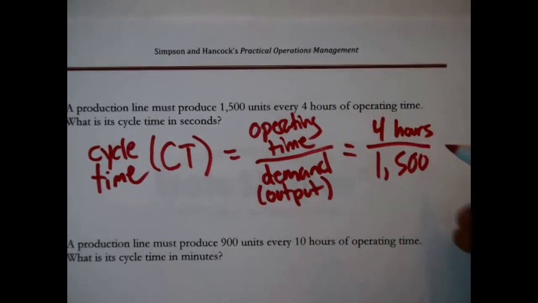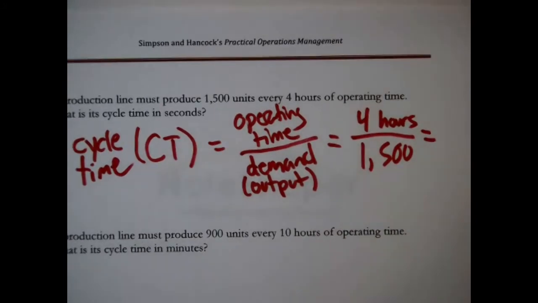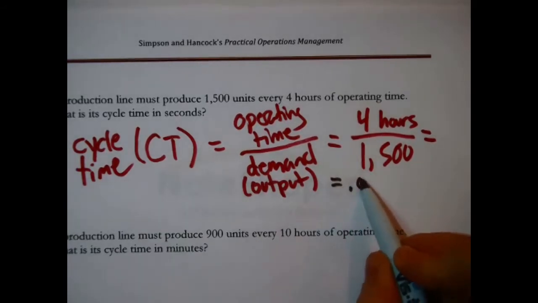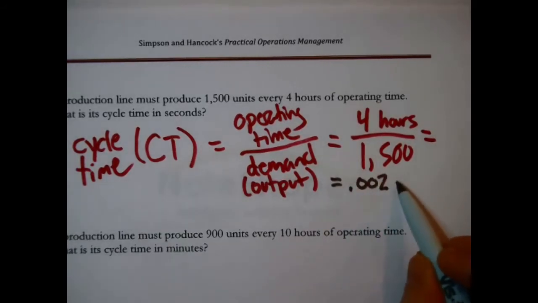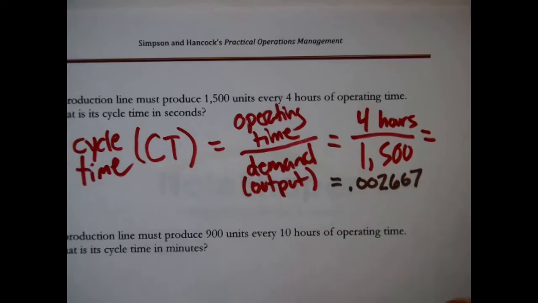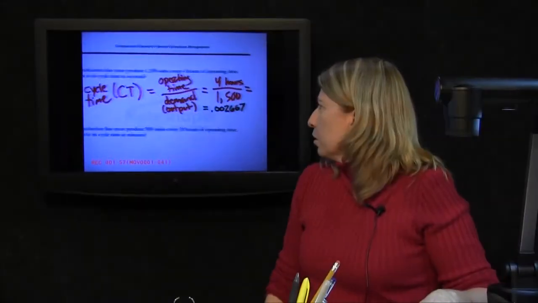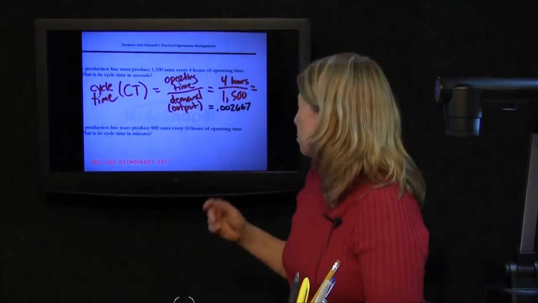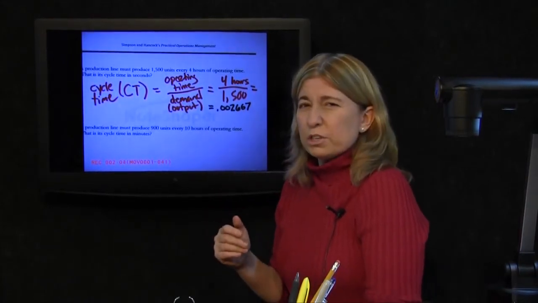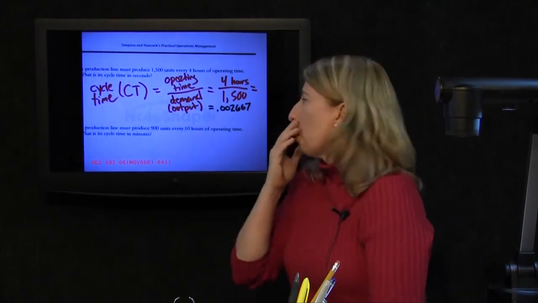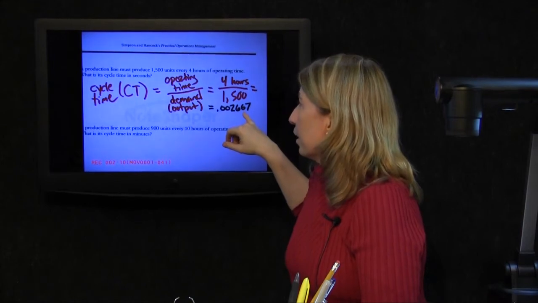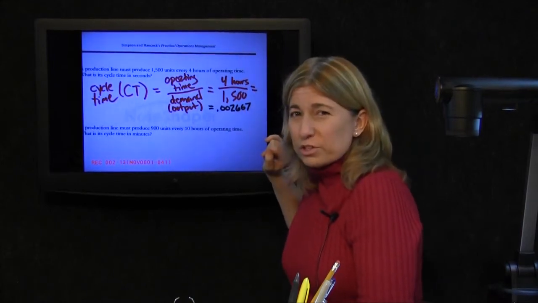So we say, all right, fine. 4 divided by 1,500. I did that. I got 0.0026667. Now remember, this is a budget of time. 0.002667. How much time is that? Oh, that is the cycle time of this particular assembly line. That's not the answer to this question.